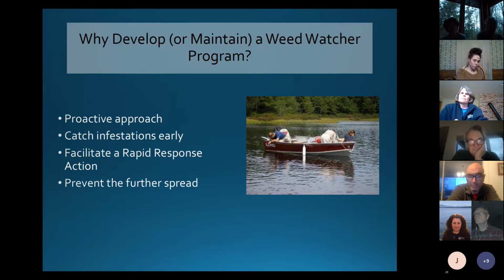I'm dealing with a couple cases right now where the lakes did not have weed watcher programs and milfoil got into both of them. One lake has about 100 acres of milfoil that just nobody noticed or reported. The other lake has about 12 acres. An acre is hard to deal with, let alone 12 or 100 acres. So that's why weed watching is so important, to catch things early.